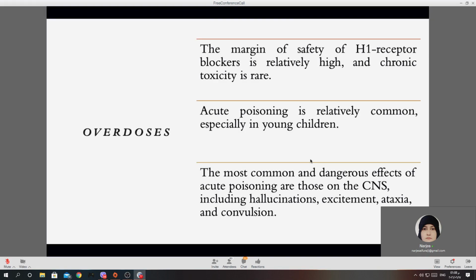Generally, antihistamines are well tolerated, with what's called a high margin of safety. However, toxicity might be seen in children. The most common side effects will be through the CNS, including hallucination, excitement, ataxia, and convulsion.